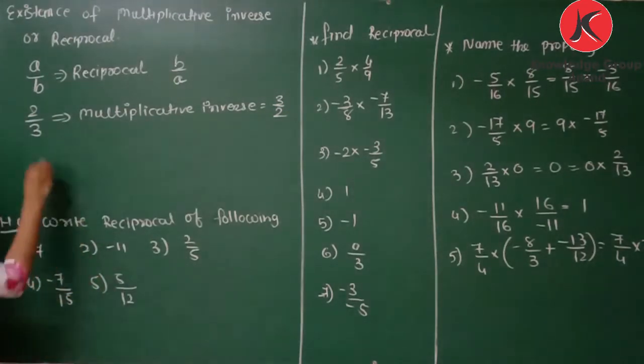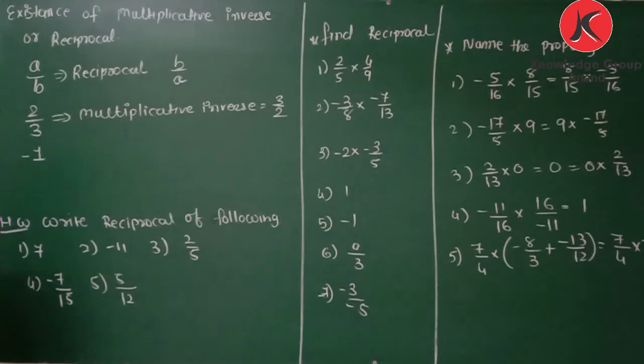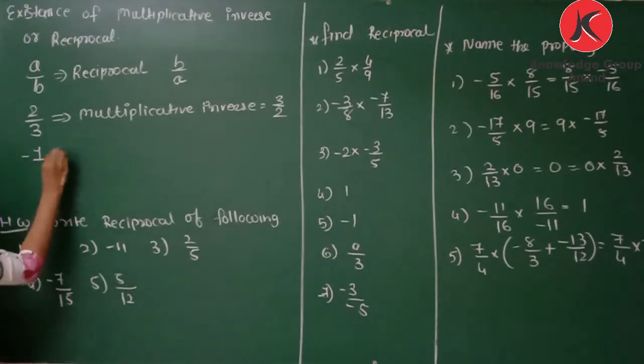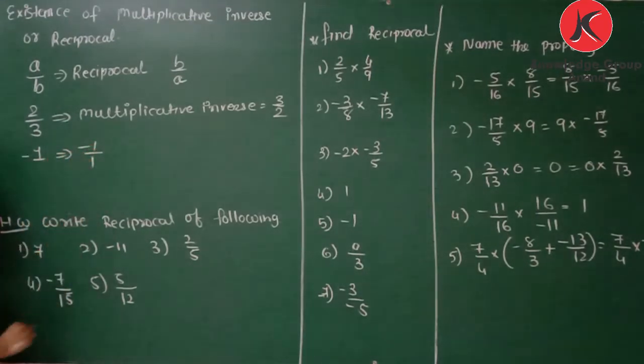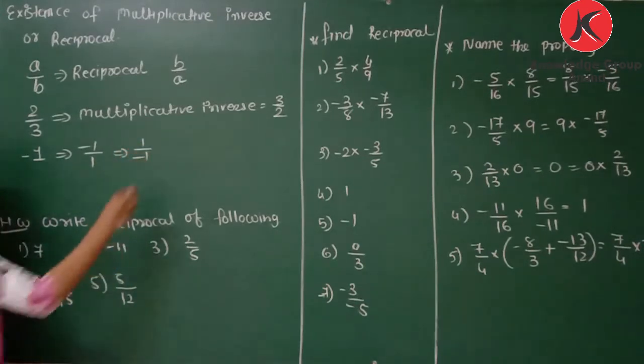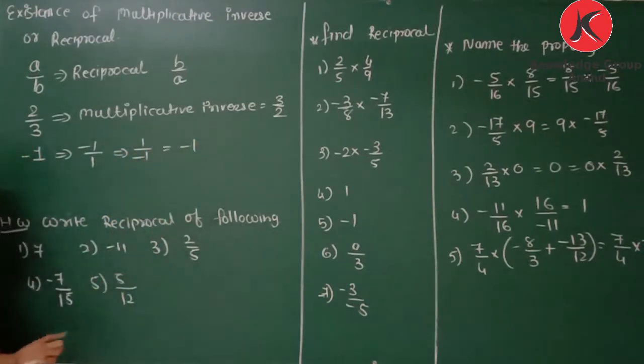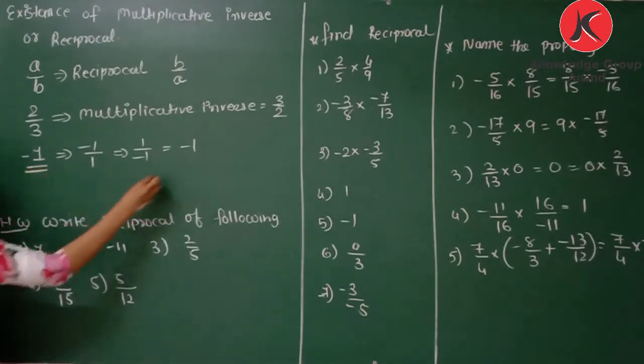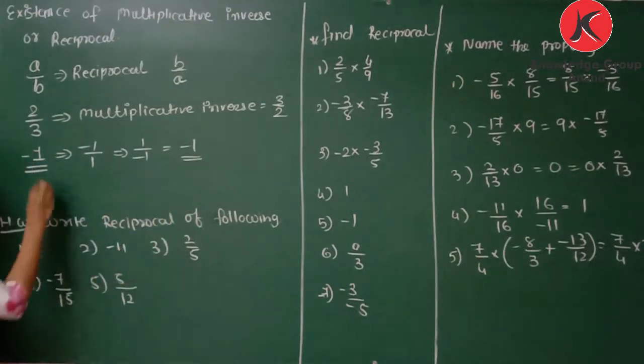Clear? Now what is the multiplicative inverse of minus 1? Because I already told you, if a whole number or integer is given, there is a denominator 1. So here minus 1 can be written as minus 1 by 1. Now the inverse will be 1 by minus 1, that is nothing but minus 1. So the multiplicative inverse of minus 1 is minus 1.